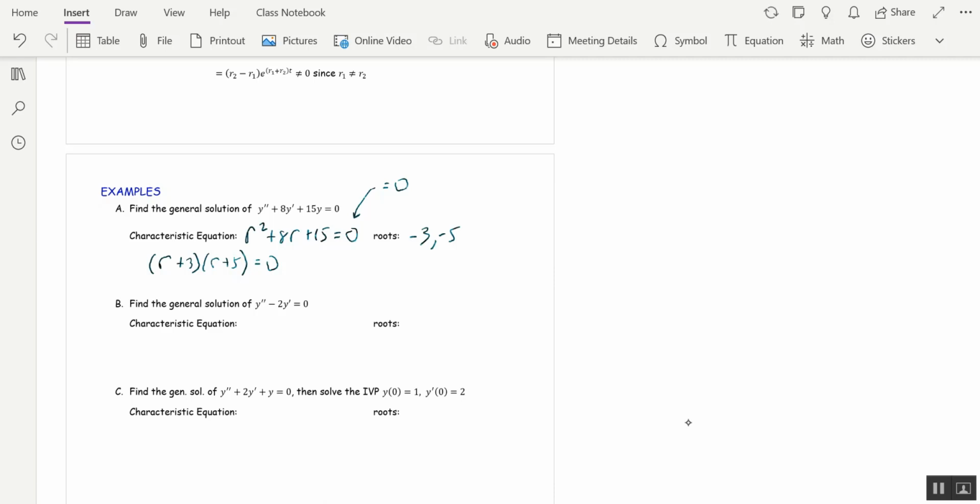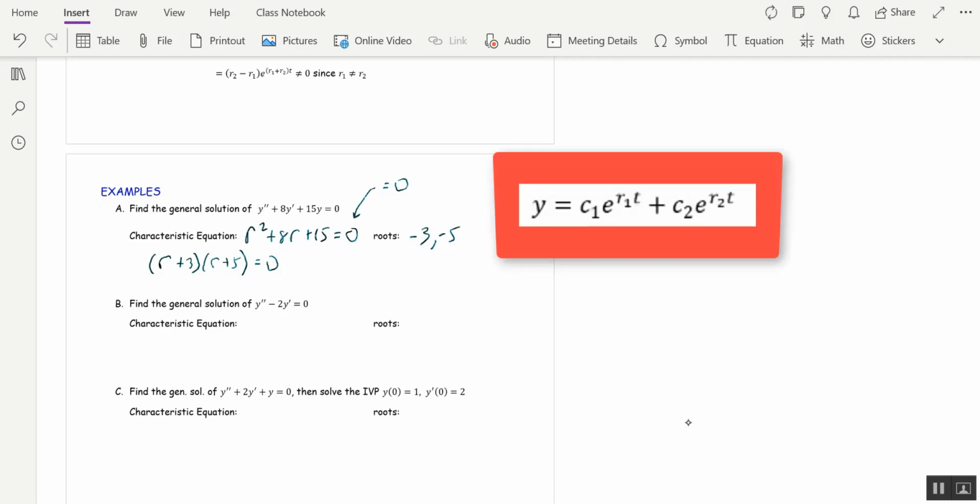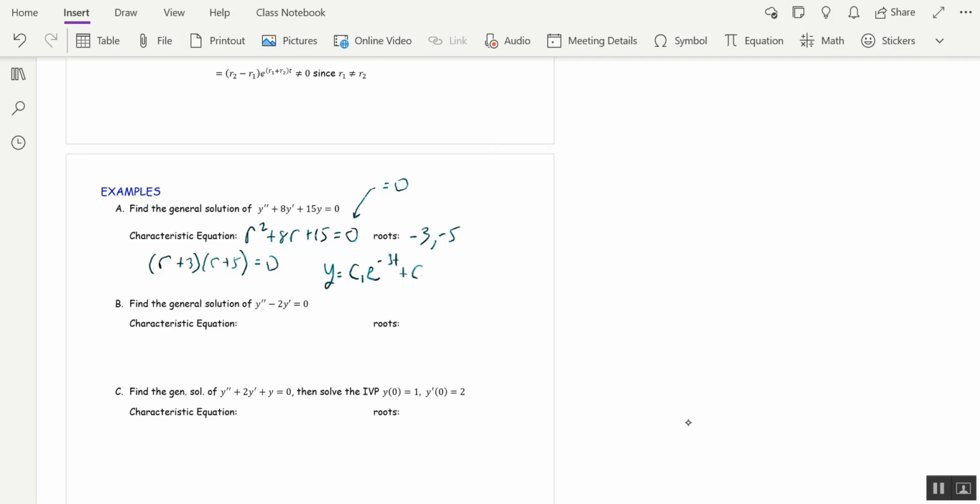So according to the chart on the previous page, our general solution is y equals c1 e to the -3t plus c2 e to the -5t. Now the order doesn't matter. If you want to put e to the -5t first and then e to the -3t, that's fine.